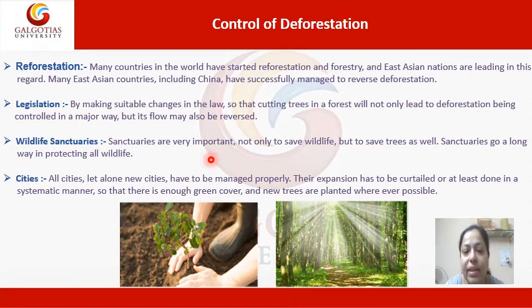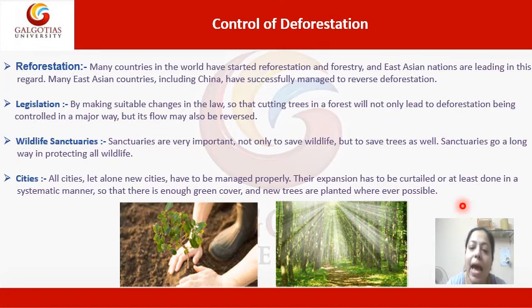All cities, let alone the new cities, have to be managed properly. Their expansion has to be curtailed or at least done in a systematic manner, so that there is enough green cover and new trees are planted wherever possible. That's a very theoretical solution. I'm not sure how practical this is, but what is being discussed is that we obviously cannot control the urbanization process, when more and more people are moving from villages to cities to have a more urban lifestyle, to stay in societies and so on.